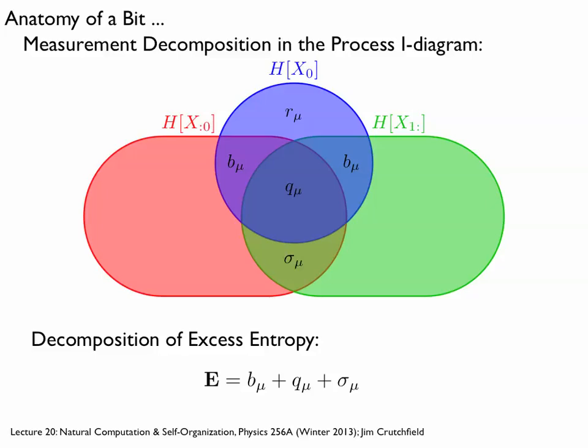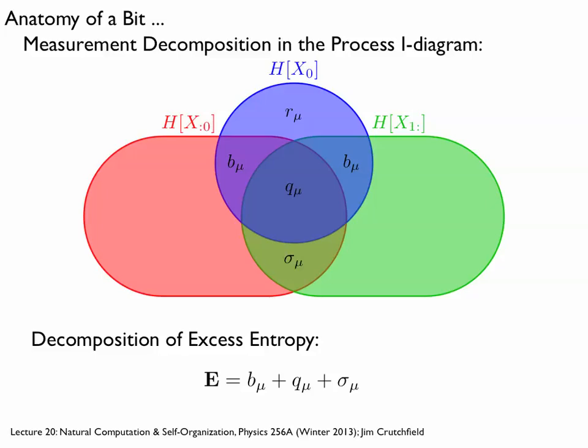Hey, Jim. Yeah, Chris. Quick question. How is B mu part of the mutual information between past and future? Is it conditioned on the present? Right. So okay. So on Tuesday, what I did was just we had two aggregate random variables.